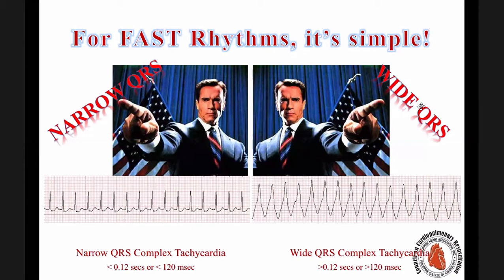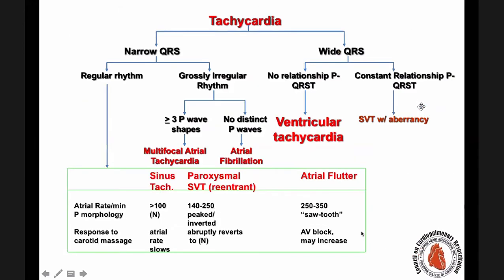So visually, kailangan mo practice yung mata nyo. This is a narrow complex tachycardia and a wide complex tachycardia. So, imemorize nyo to. We divide it into a narrow complex QRS and a wide complex QRS. I will start with the wide complex QRS because there are only two differential diagnoses. But on clinical practice, if it's a wide complex tachycardia, we manage as ventricular tachycardia, not SVT with aberrancy.